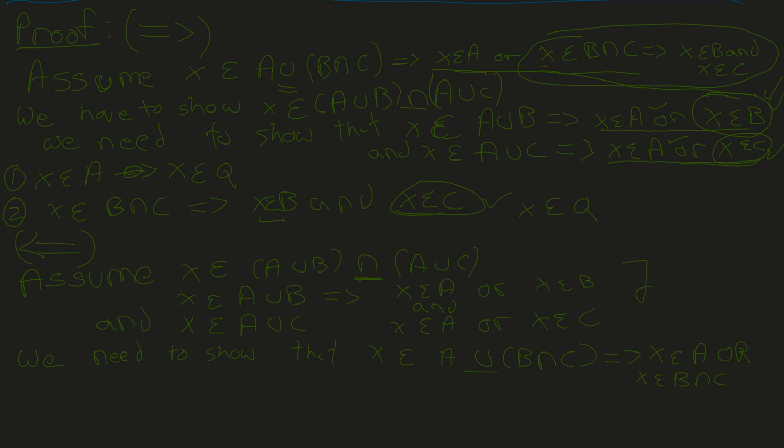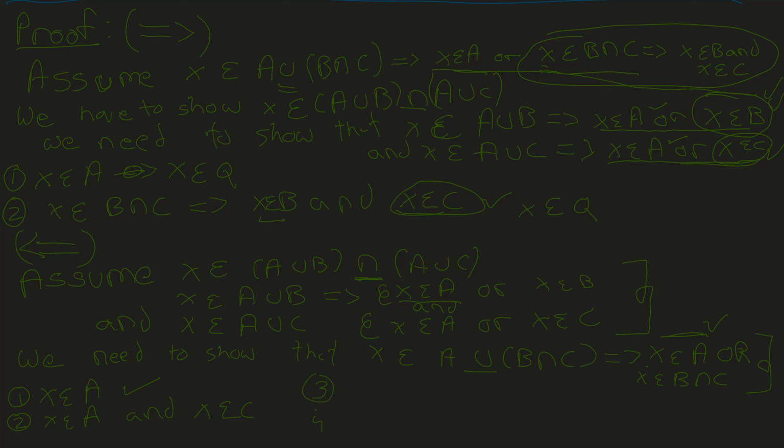One more time, we're assuming x is part of A or x is part of B, and x is part of A or x is part of C. And we need to show that either x is in A or x is in B intersection C. When x is in A, it automatically proves this case. So this is pretty trivial. The first case was x is in A and x is in A. Next, when x is in A and x is in C, we need to show that either x is in A or x is in B intersection C. As long as we assume x is in A, we've already shown the first part.